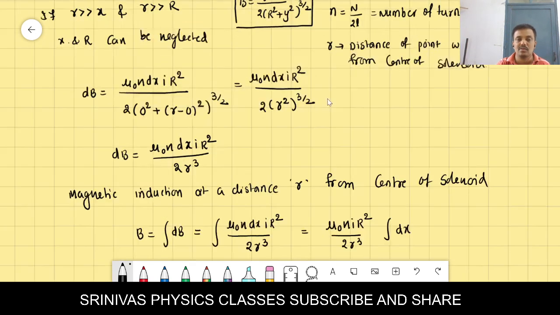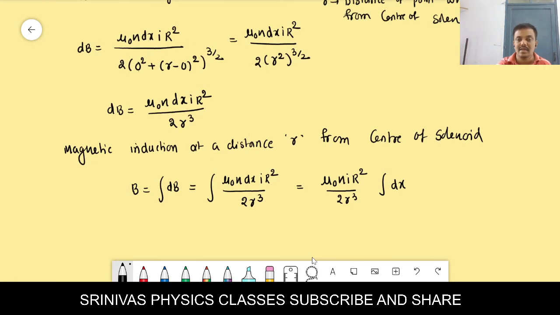Then we can do the integration from minus L to plus L. Left side length is minus L, right side length is plus L. These are the integration limits. Then let us continue. Within 2-3 steps it is going to complete.